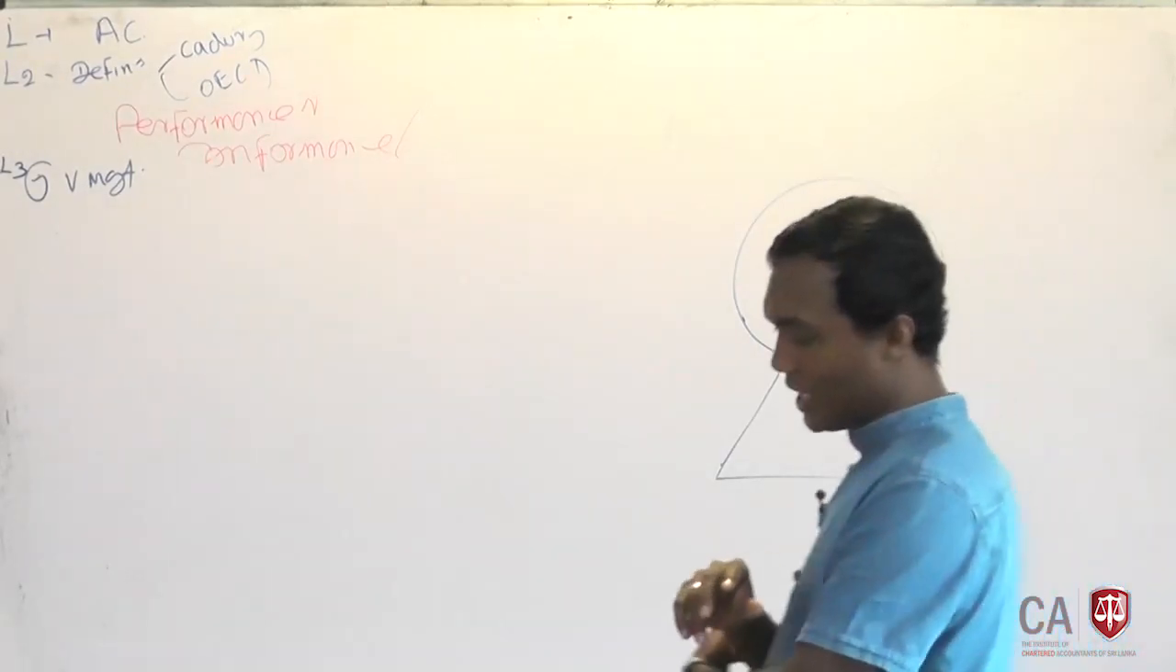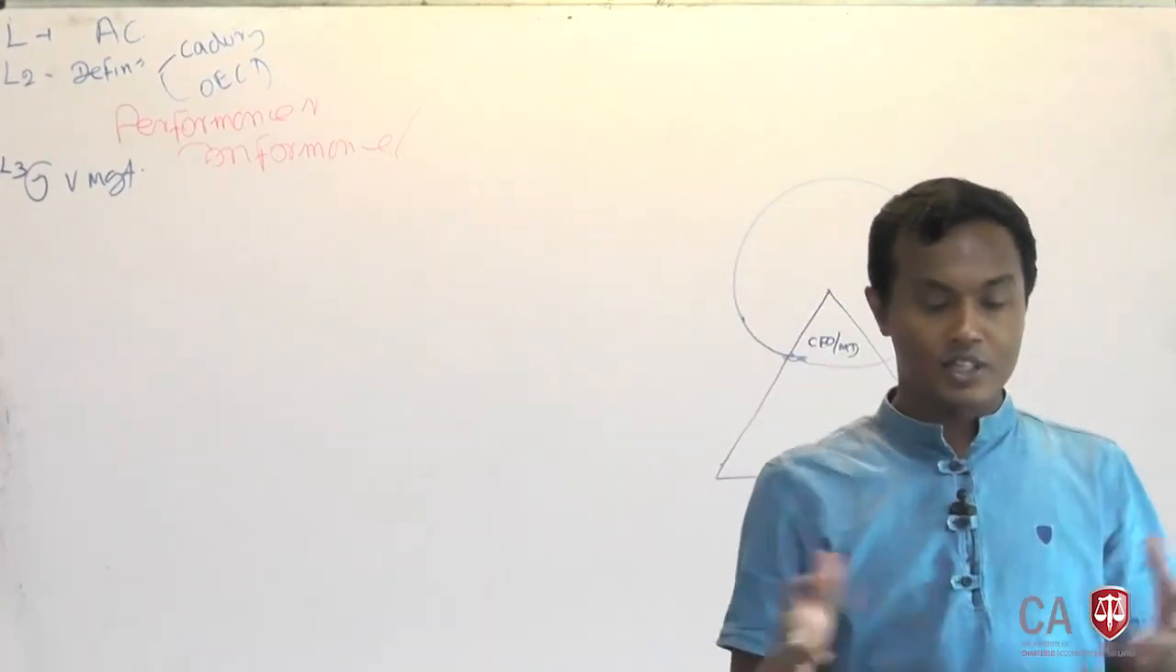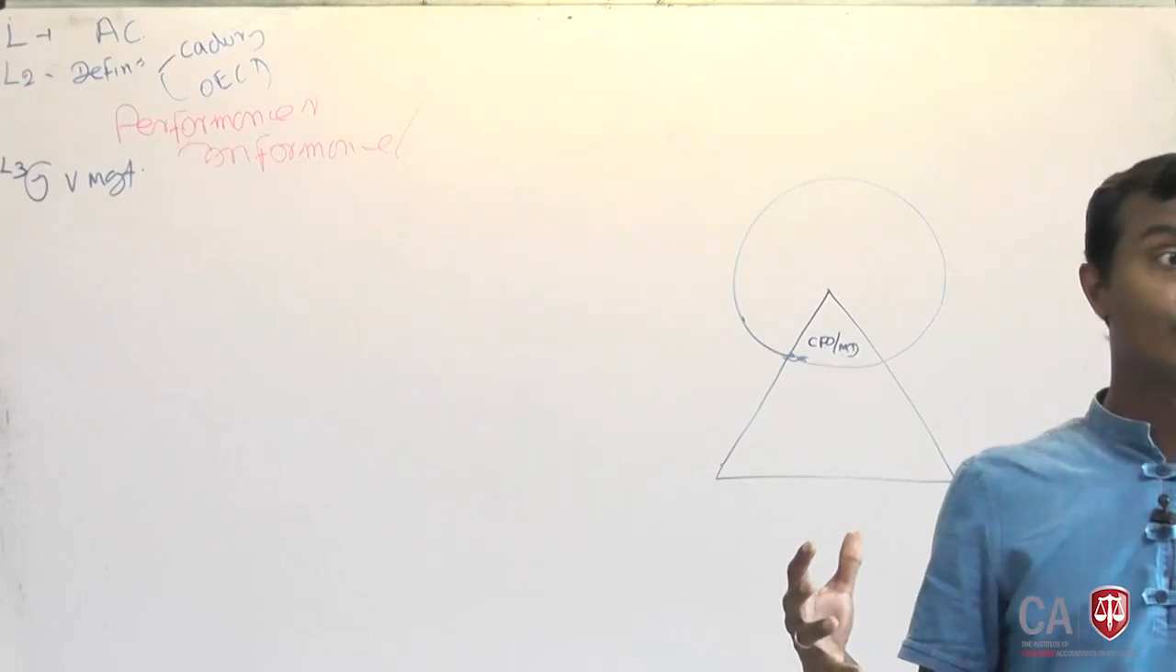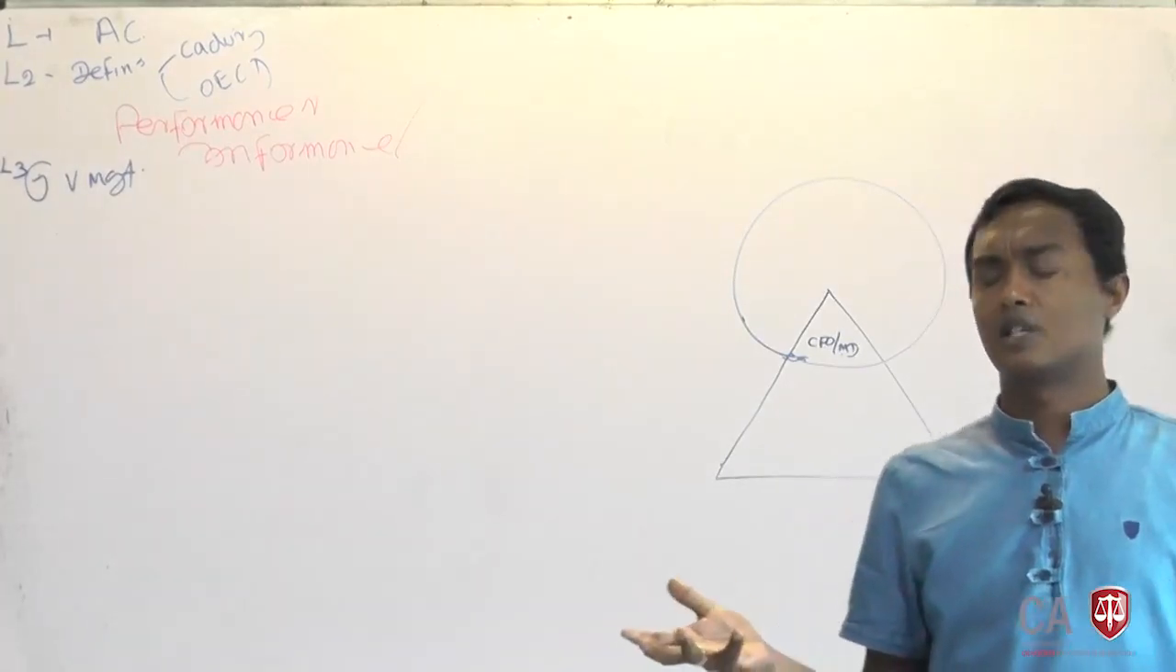Now, I think one good example for you to consider is this whole calamity of the bond scam in Sri Lanka. There is a company called Perpetual Treasury, right?